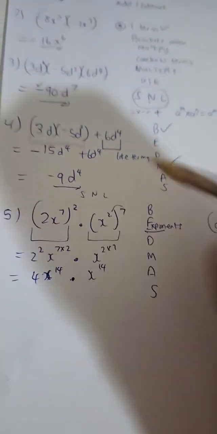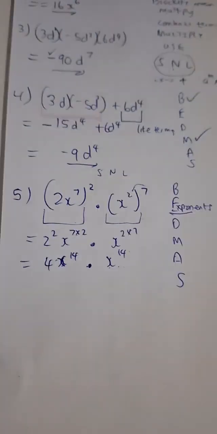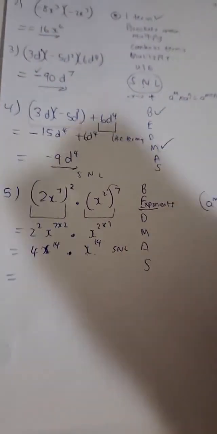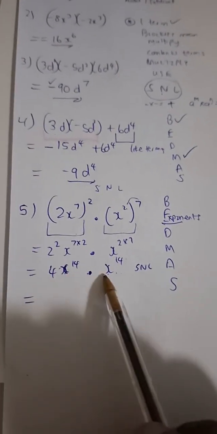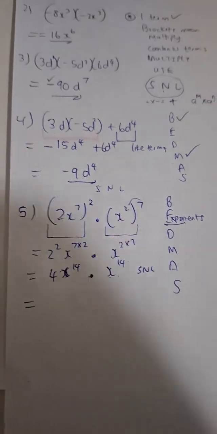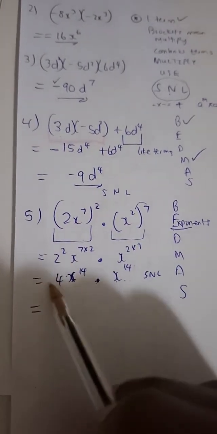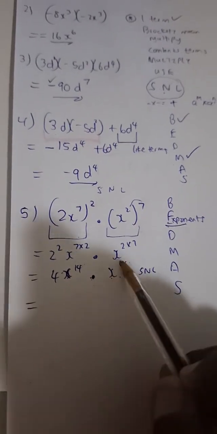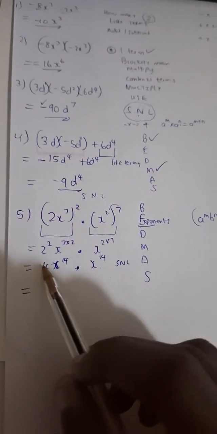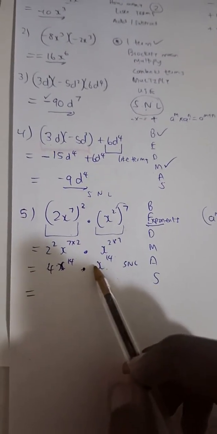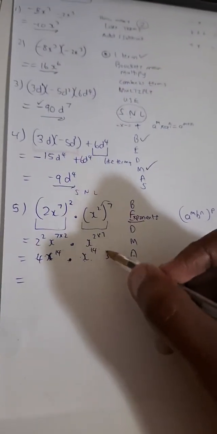The dot is still there. The dot means what? Multiply. Now we can multiply 4x to the power 14 times the x to the power 14. And when we do that, we apply what? SNL, because when we multiply, guys, we are always applying multiplication of the sign, multiplication of the number, multiplication of the letter. This is multiplication of 4x to the power 14 times x to the power 14. Okay, so now when we multiply, this here is positive. The x to the power 14 is positive, so that leaves us with a positive sign.